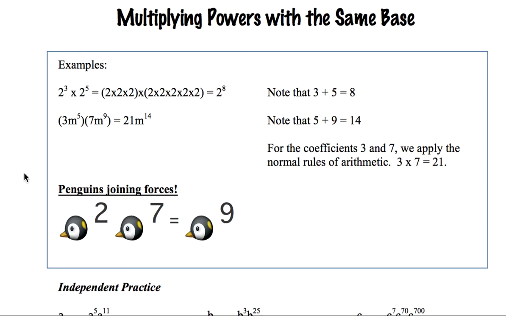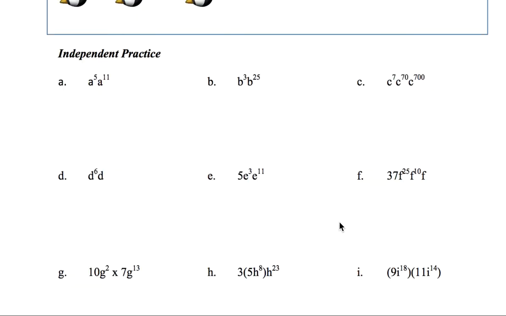And I like to use the metaphor of animals joining forces. So for example, if we have penguin squared times penguin to the 7th power, that's penguin to the 9th power. P squared times p to the 7th equals p to the 9th. So let's look at some examples.